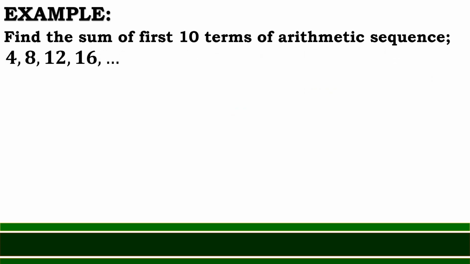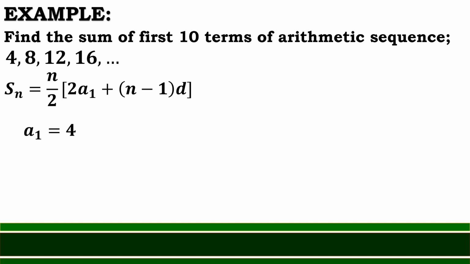Okay, how about this? Find the sum of first 10 terms of arithmetic sequence. So, it is an arithmetic series. So, kailangan daw natin yung sum ng first 10 terms. Siyempre, para madali, gamit lang tayo ng formula. So, from the given, meron tayong first term which is equal to 4. Common difference is also 4. And the number of terms is 10.